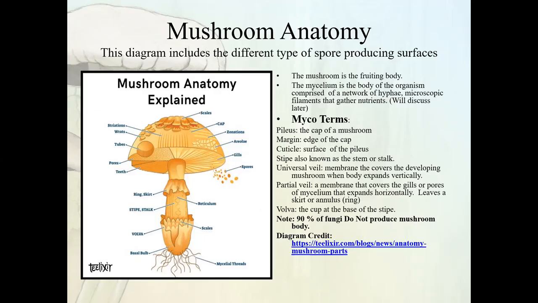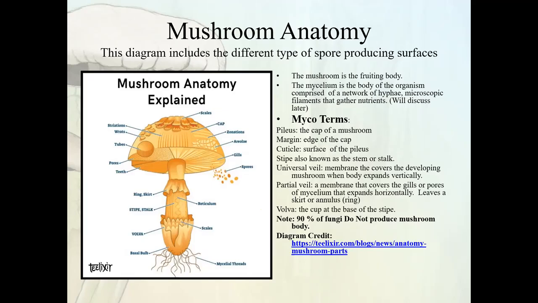Myco terms that we're going to learn. I don't have a pointer, but the peleus is the cap of the mushroom. Most people around here just call it the cap. That's okay. The margin is the edge of the cap. The cuticle is the surface of the peleus. We're just going over these because you might pick up a mycology book and these terms come up. The stipe is also known as the stem or the stalk.